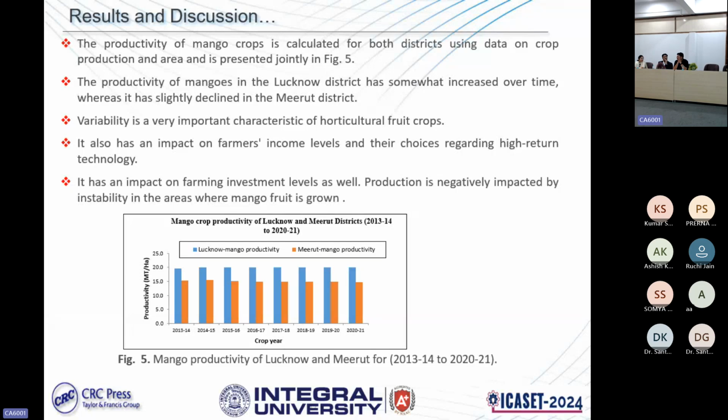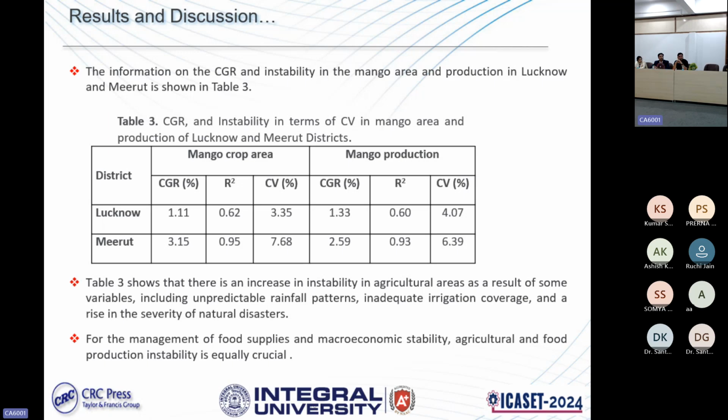And then in this case the result and discussion. The productivity of mango is calculated for both districts using data on crop production and area that is presented jointly in figure 5. नीचे दिया गया फिगर. तो ये हो गया हमारा क्रॉप एरिया एंड प्रोडक्शन का projection. And then the information on CGR and stability of mango area and production in Lucknow and Meerut is shown in table 3. This is CGR and instability for this area as well as production. दोनों के लिए अलग-अलग है, Lucknow district as well as Meerut district.